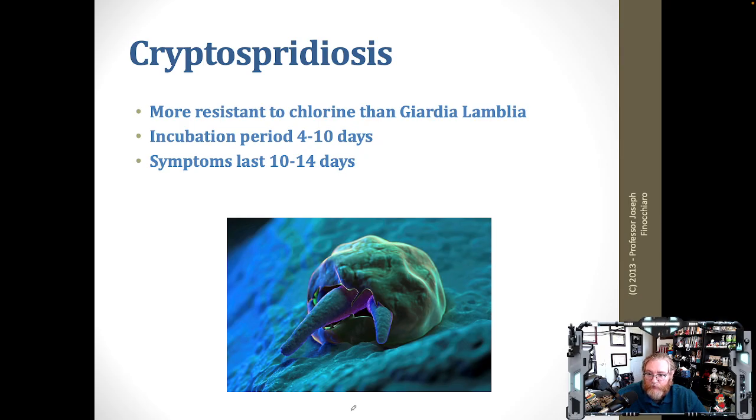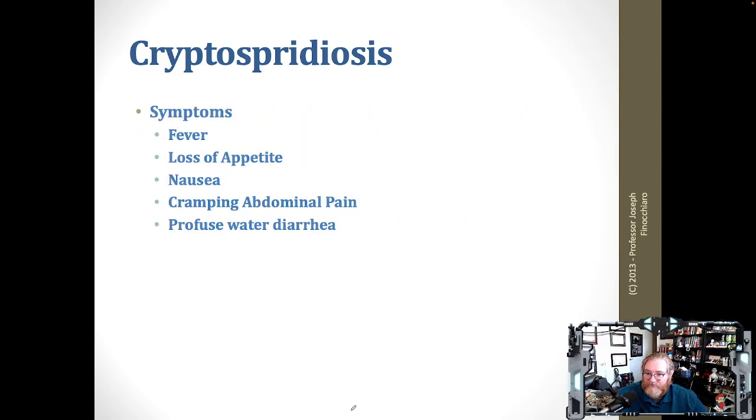It is more resistant to chlorine than Giardia lamblia. The incubation period lasts 4 to 10 days. Symptoms last 10 to 14 days. Symptoms of cryptosporidiosis include fever, loss of appetite, nausea, cramping abdominal pain, and profuse watery diarrhea. So take your pick, this or malaria.